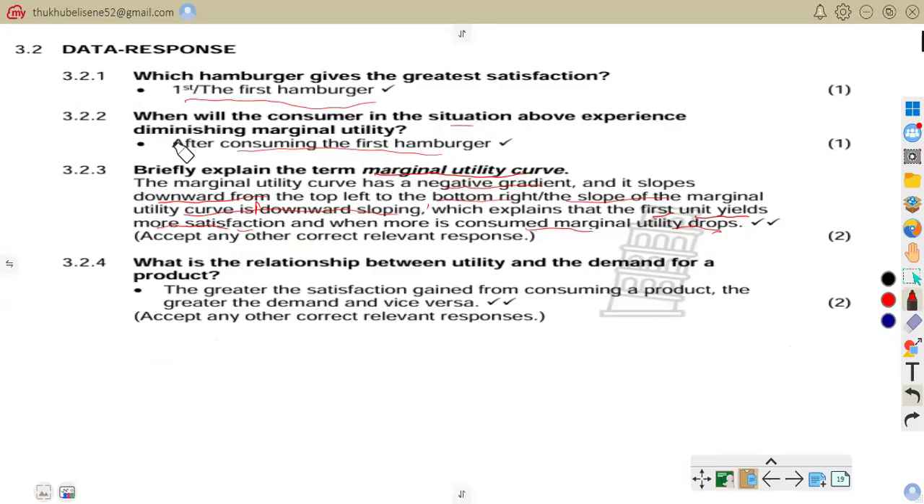So the relationship between utility and demand for a product: the greater the satisfaction gained from consuming a product, the greater the demand, and vice versa. That is why I said there is a direct relationship.